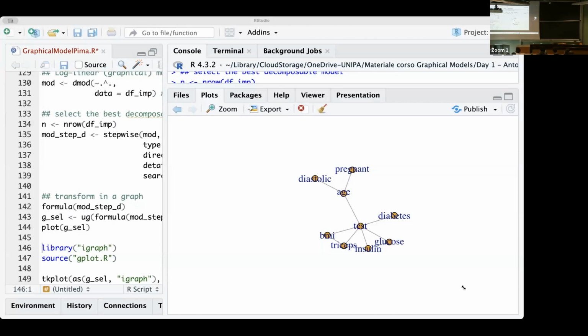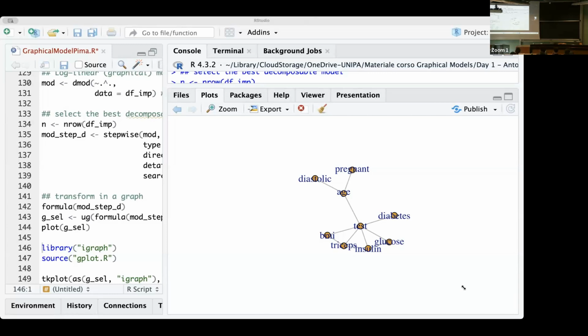This is, I think, simple to interpret. This part: age, diastolic, and pregnant. So I guess if I'm older, my diastolic pressure is going to be higher than if I'm younger. If I'm older, I have a higher probability of having more children. So these connections are kind of expected.